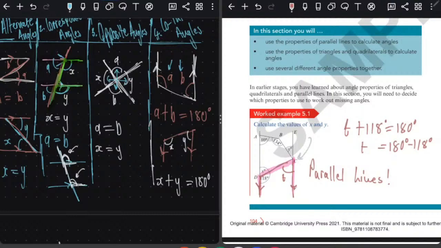So when you do co-interior, you need to wake up. You need to wake up and say, ooh, these ones are not equal. They add to give me 180.